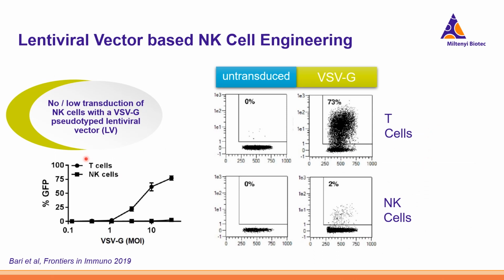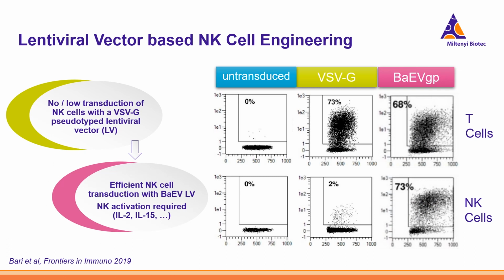The transduction of NK cells with the VSVG pseudotype lentiviral vector, as shown here, is very, very low in its efficiency, if it's there at all, whereas with T cells, as known, it is very nice and efficient. And this is also shown here in the flow analysis data.